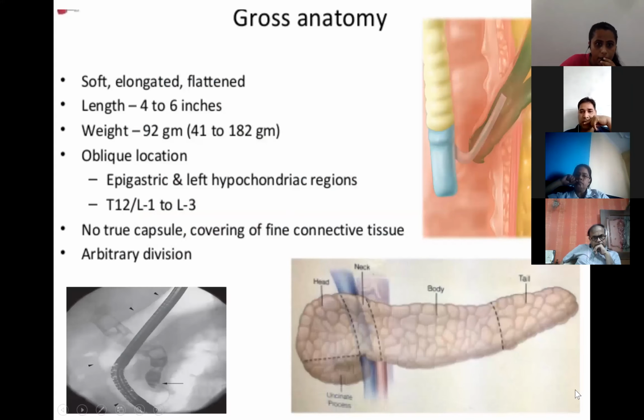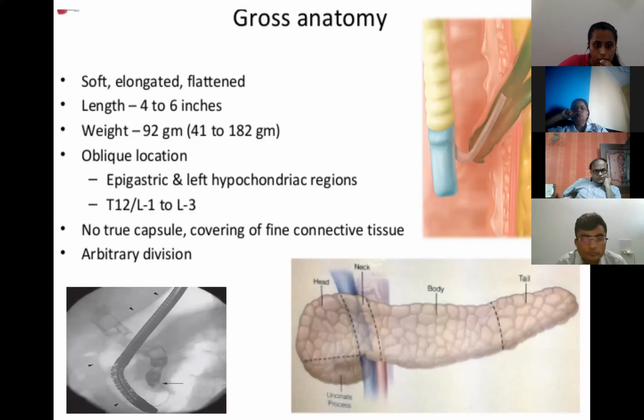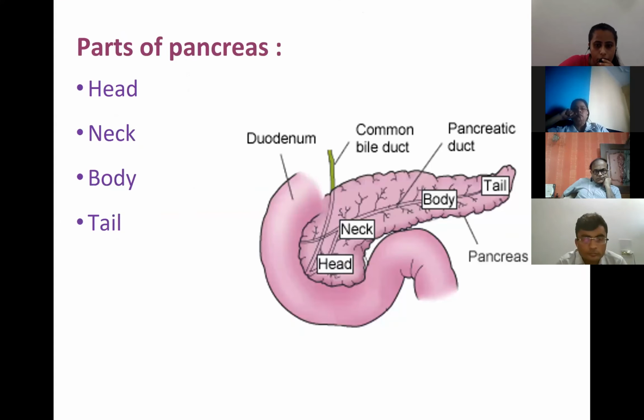Then gross anatomy: it is soft, elongated, flattened. Length is 4 to 6 inches. Weight is about 92 grams. There is no true capsule, only a covering of fine connective tissue. Now we come to the parts of the pancreas: head, neck, body, and tail.